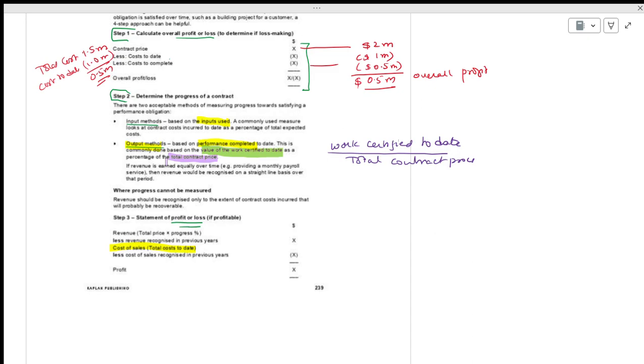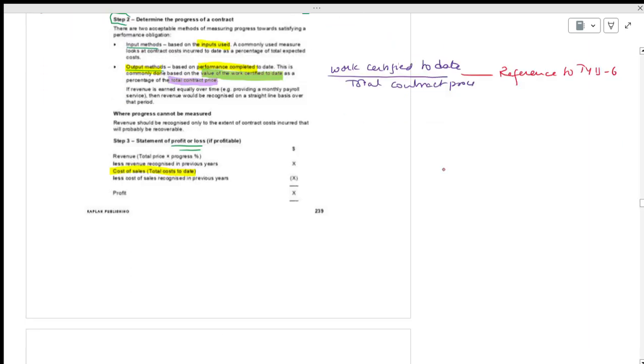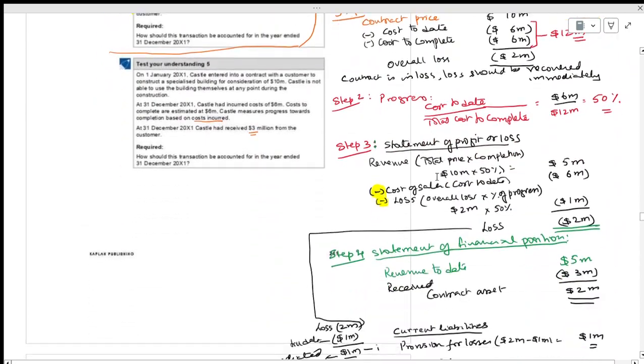Okay, we'll work it out. I will put it as a reference to test your understanding 6. Okay, reference to test your understanding 6.